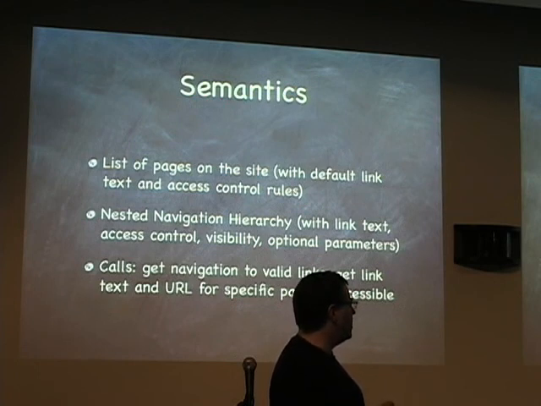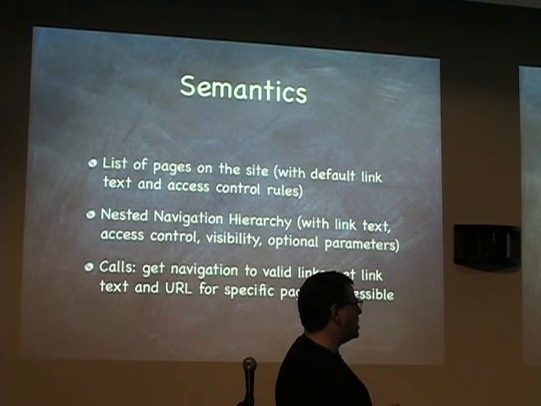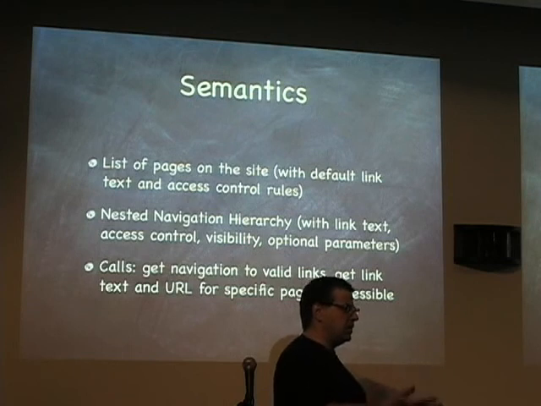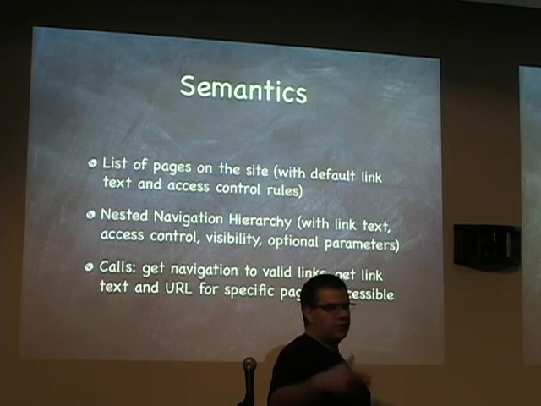And finally, my Java-based calls, which is get navigation to valid links. I'm given a nested hierarchy of navigation. There's a separate call to get the link text and URL for a specific page if the specific page is available. So inside the body of a page, I might say, give me the link to the sign-in page, or I might say, is the sign-in page or the sign-up page visible? If it's visible, then give me the link to it.